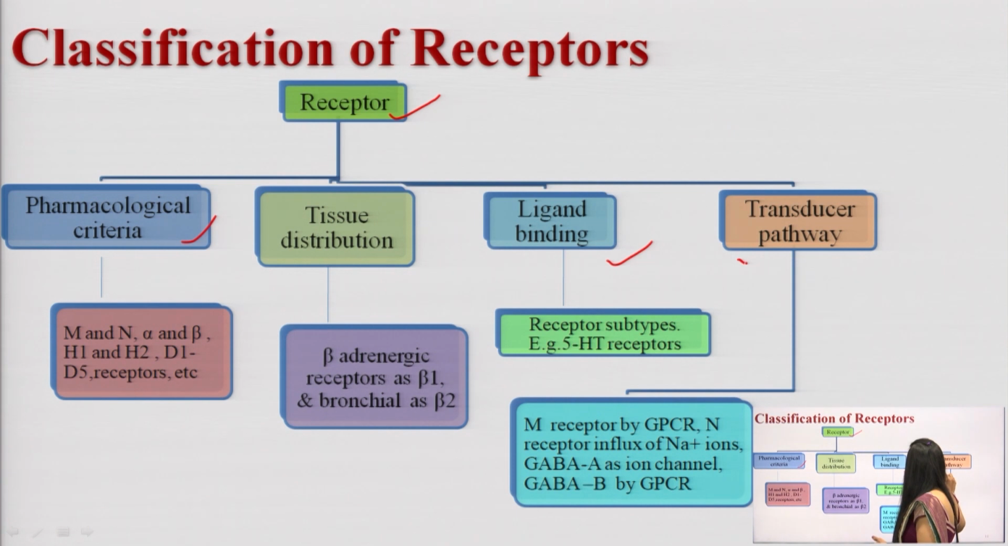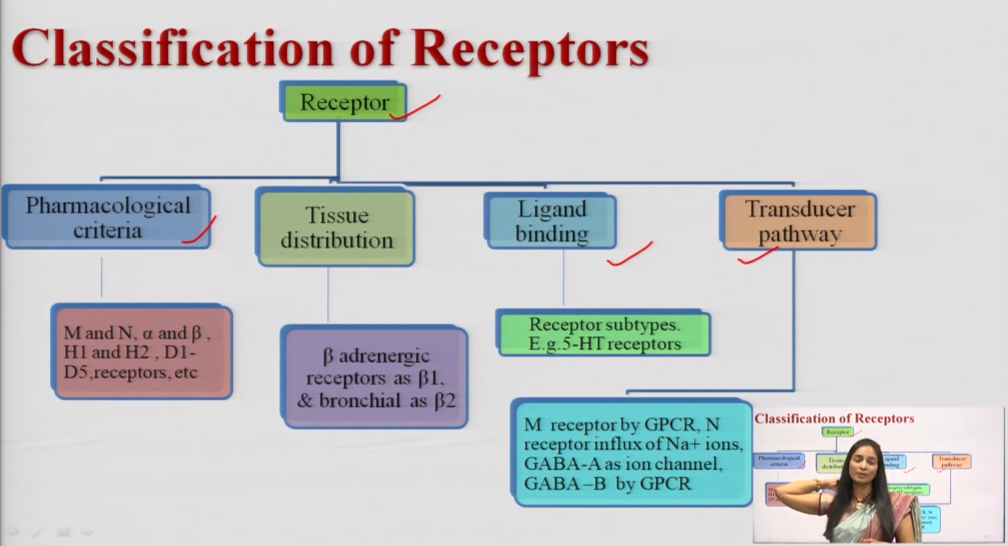And last one is the transducer pathway. Here the receptor will show its action by GPCR, or it will show its action by ion channels. For example, acetylcholine is a neurotransmitter, a cholinergic drug, and it has two types of receptors, one is called the muscarinic receptor and the second one is the nicotinic receptor. The muscarinic receptor will act through the GPCR and the nicotinic receptor will act through the ion channel. The drug is the same, acetylcholine, so it will show its action according to its transducer pathway.